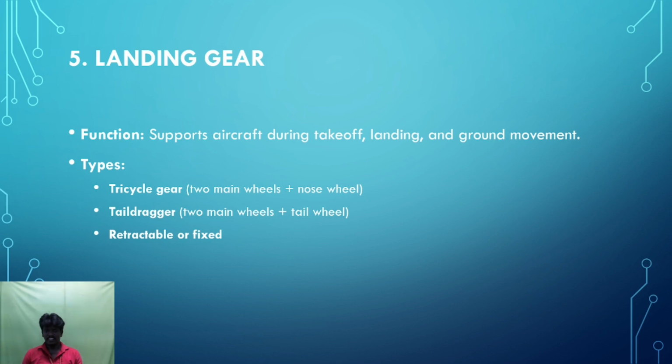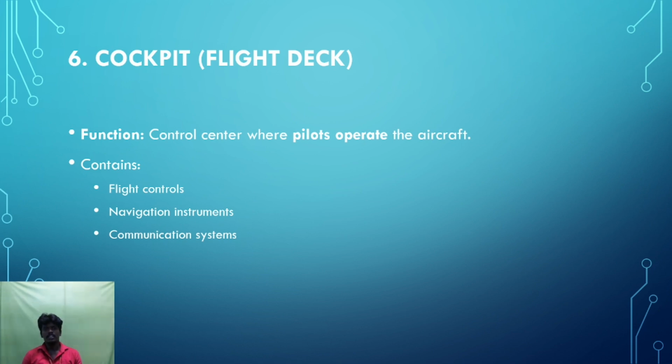Types of landing gear: tricycle gear, which means two main wheels plus one nose wheel. Tail dragger, two main wheels plus a tail wheel. The landing gear may be retractable or fixed. These are the classifications. Then the cockpit.